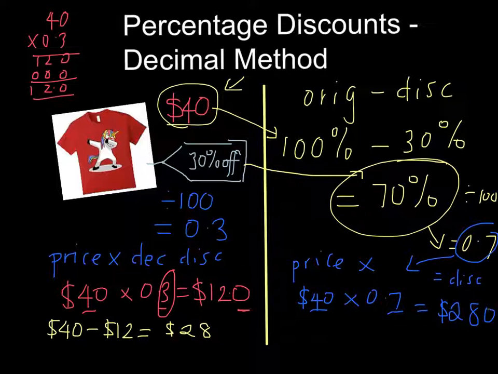If we remember that there was one number after the decimal in the question, there needs to be one number after the decimal in the answer. That is going to be equal to $28. And we can see that we've gotten straight to the answer.